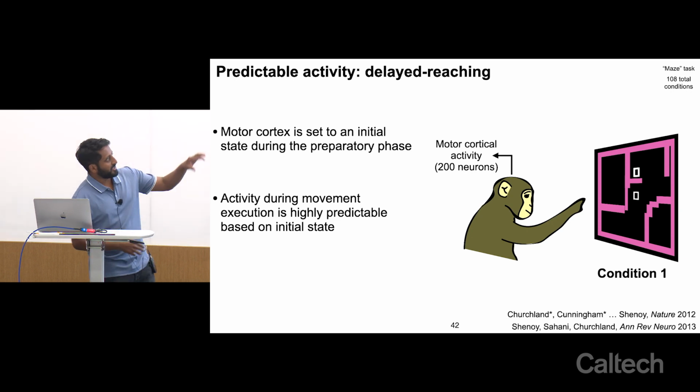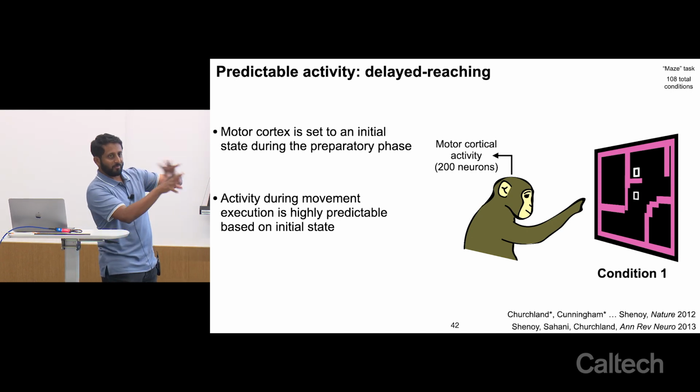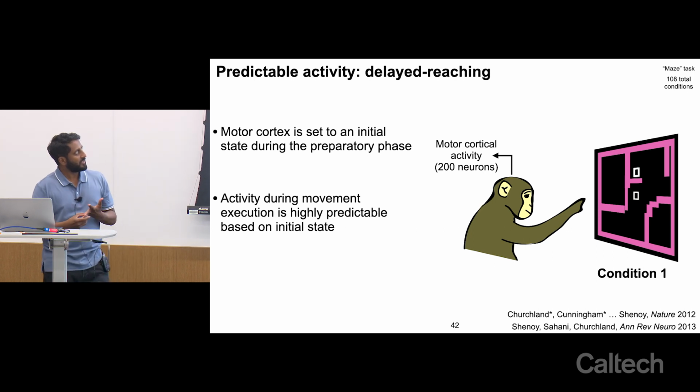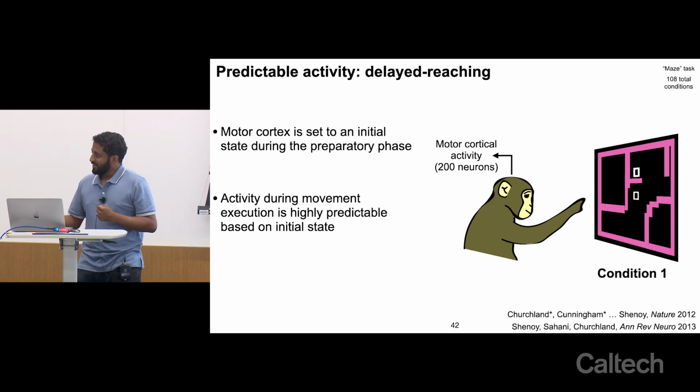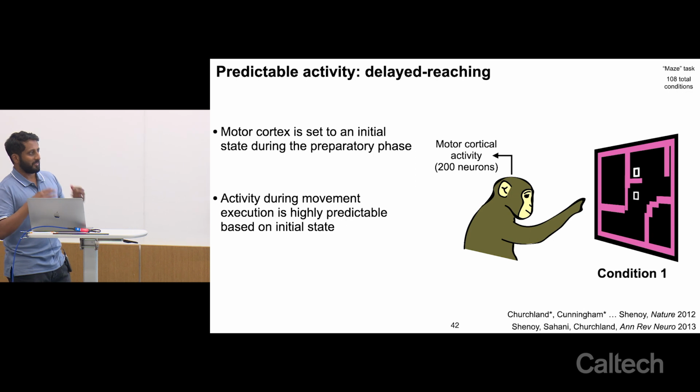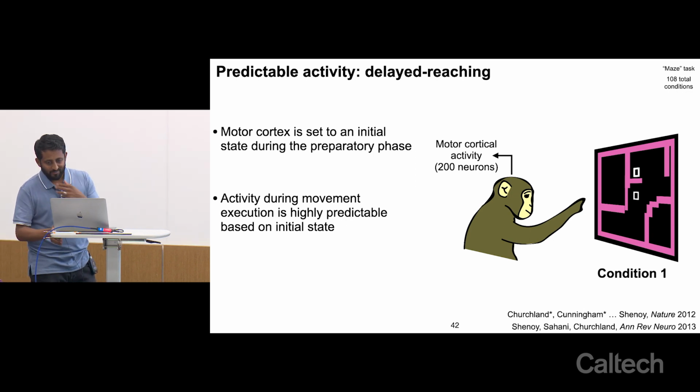Okay, and the cool thing about this virtual maze is that they could have all these different conditions. There are 108 total conditions in the maze data set. Actually, I don't remember how many conditions are in this one. Okay, so they only pick some subset of the conditions, but it's more than you typically get with motor cortical data, for sure.